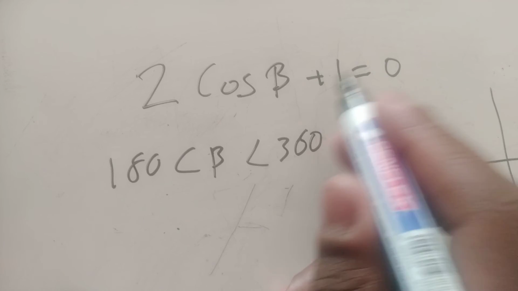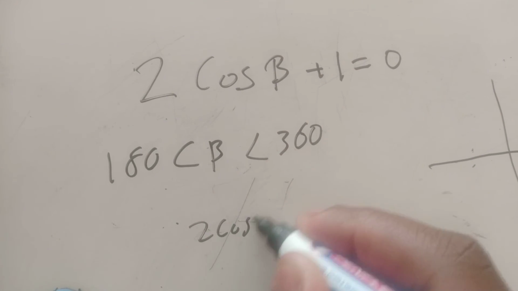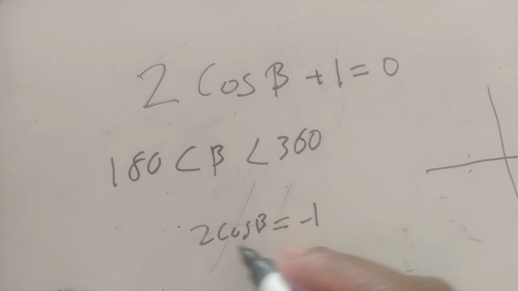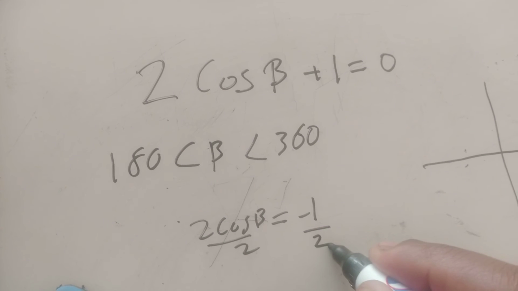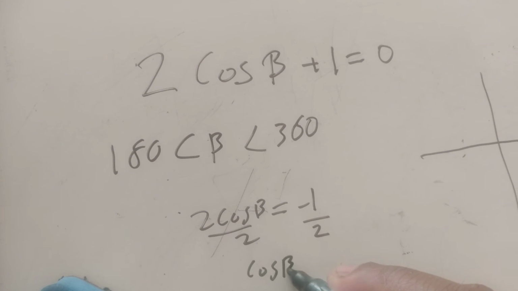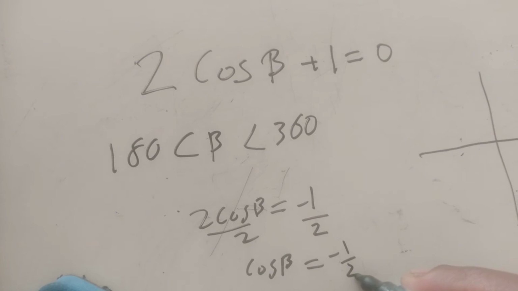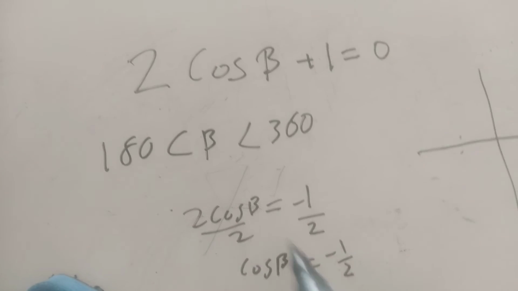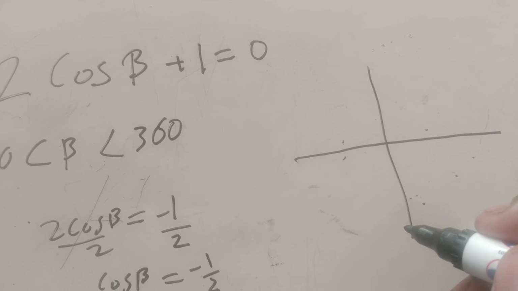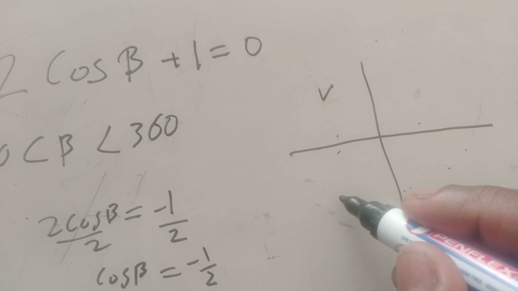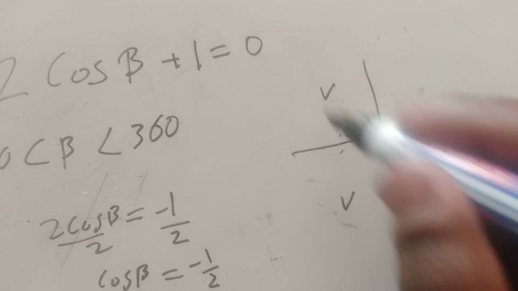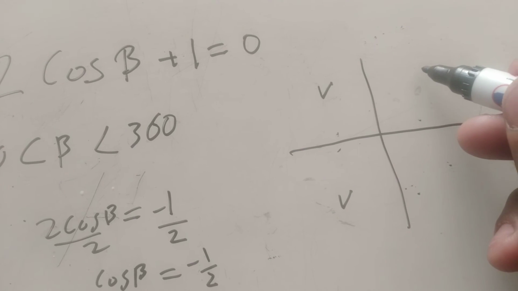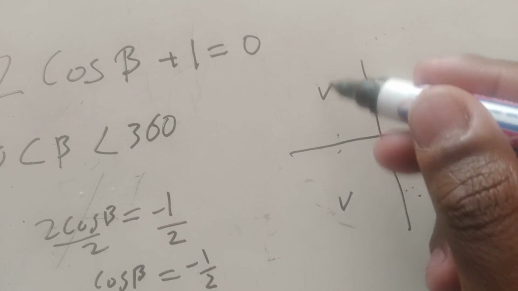So we'll take 1 to the other side, and it will become 2 cos beta equals -1. We divide both sides by 2 so that we are left with cos beta. So cos beta will be equal to -1/2. So we see that cos is negative. And where is cos negative, by the way? Cos is negative in the second and the third quadrants, because of All Students Take Chocolate, meaning cos is positive here and here, so it will be negative on the other side.